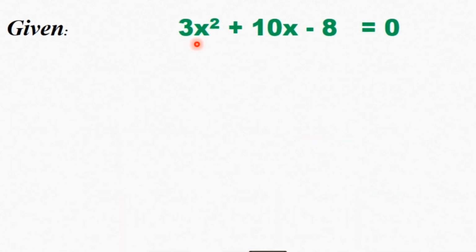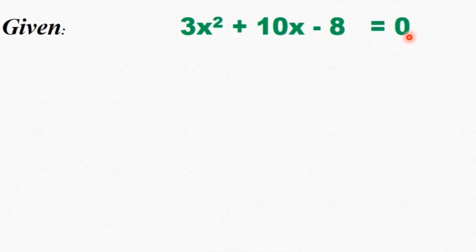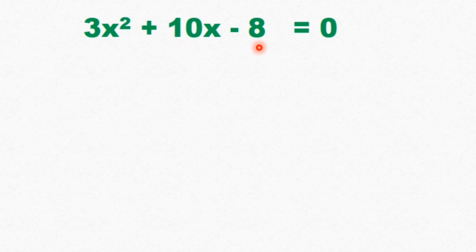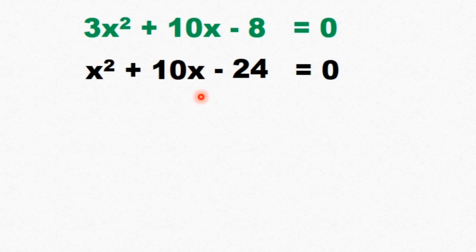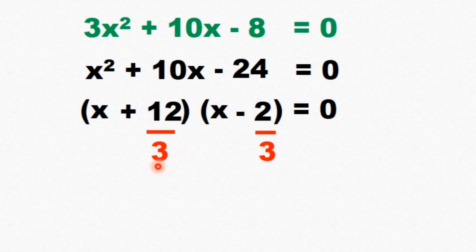Given equation 3x squared plus 10x minus 8 is equal to 0. Multiply 3 and negative 8, and that is negative 24. And then rewrite x squared plus 10x. Then factor this. And think of factors of negative 24 that will add up to positive 10. And the factors are positive 12 and negative 2. And then divide it by 3.